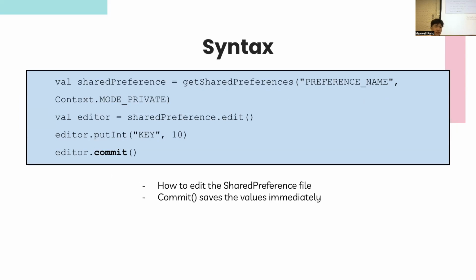Continuing with the syntax, the way that we edit it is we create val editor equals sharedPreference.edit(), and then we put in key value pairs. For example, here we're putting in an integer with the key and the value 10. And then at the end, something really important is that we have to commit, and this pushes our changes to the shared preference. If you don't do this, then it won't save. It's kind of like GitHub, or if you're familiar with backend, you also have to do this with database tables.